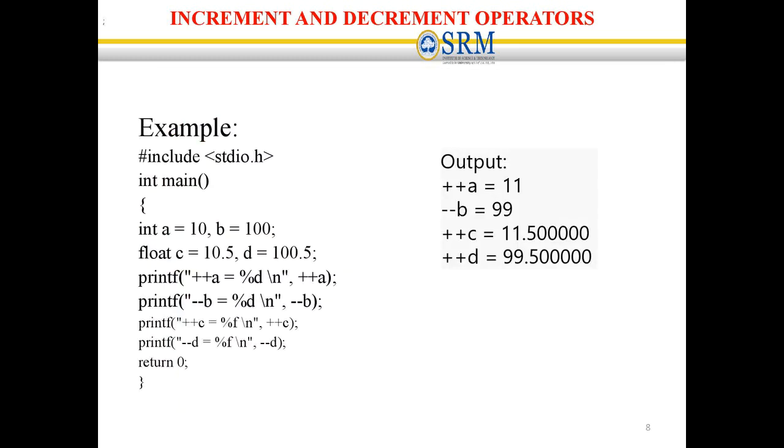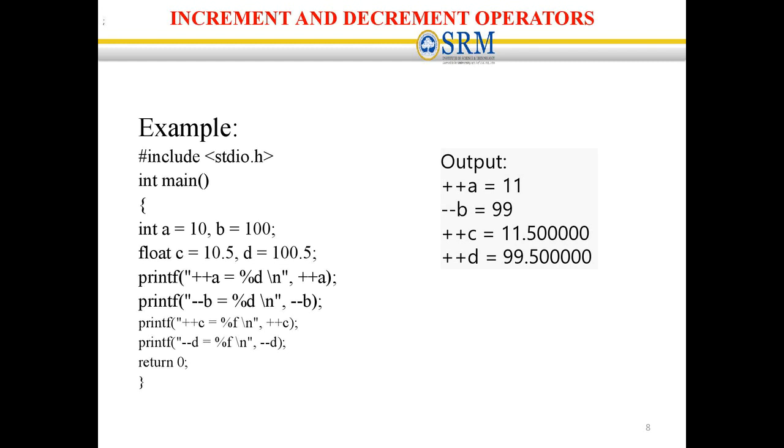Consider the following example. This example shows the various increment and decrement operators used, and the sample output is also given. So ++a is equal to 11. We have given the integer variable a is equal to 10 and b is equal to 100, and c is equal to 10.5 and d is equal to 100.5.